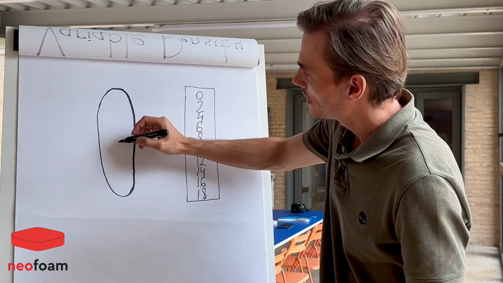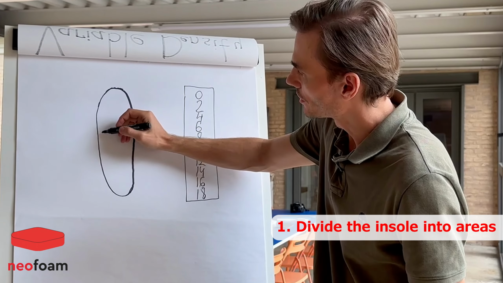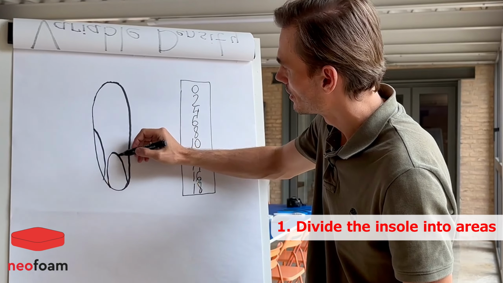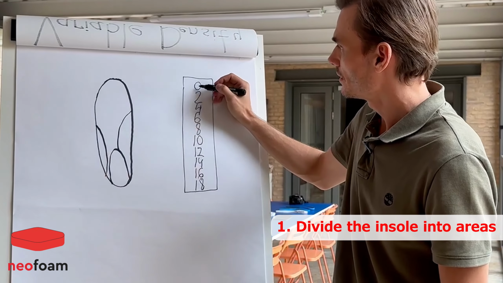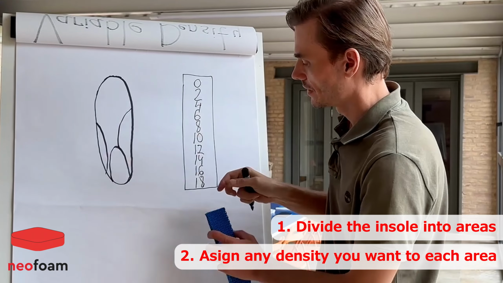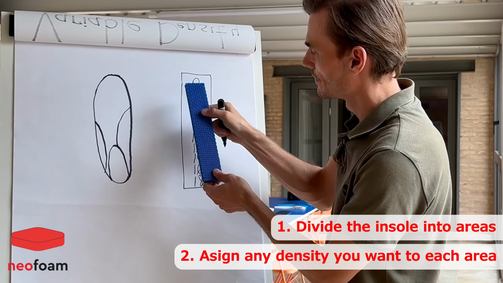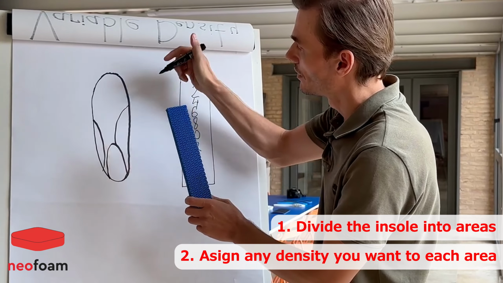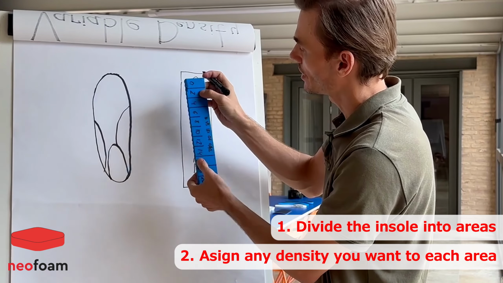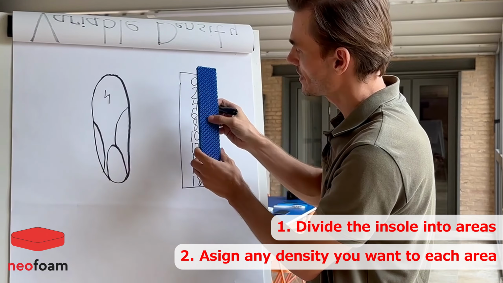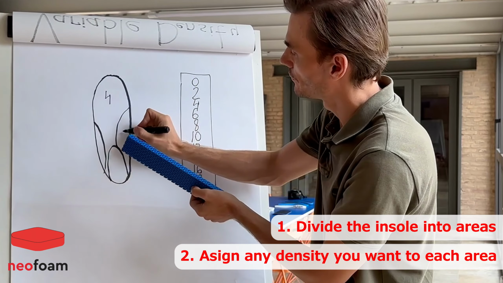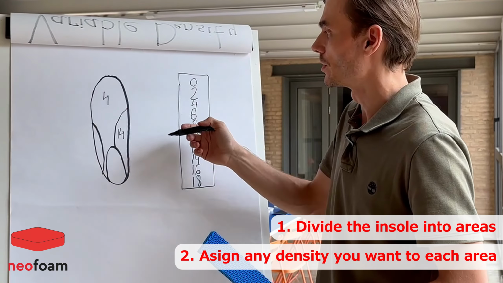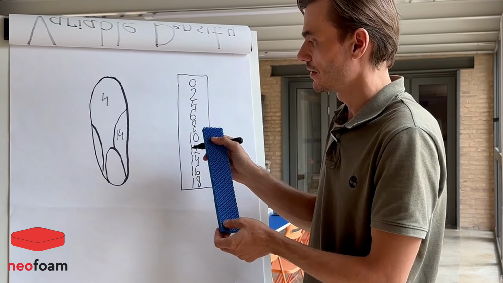We can easily divide the insole into any areas that we would like to make soft or hard, for example like this. And then we assign any density according to this demo bar. For example, we just touch it with fingers and decide that, okay, for this very area I would like to have number 4. For this area we would like to have number 14. And it is as simple as just drawing on the board where you want which density, and we can do it.